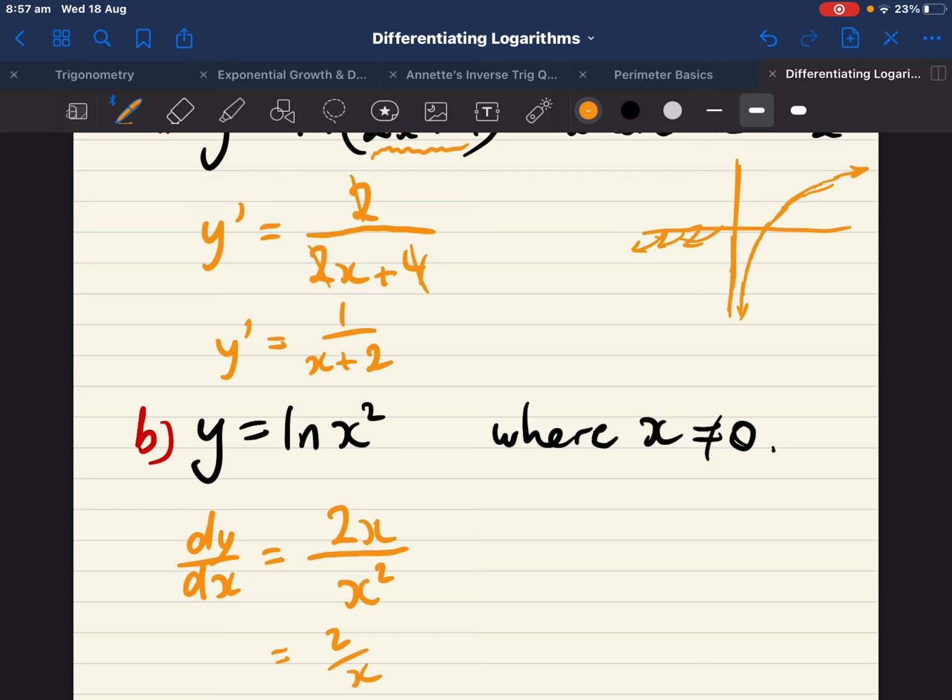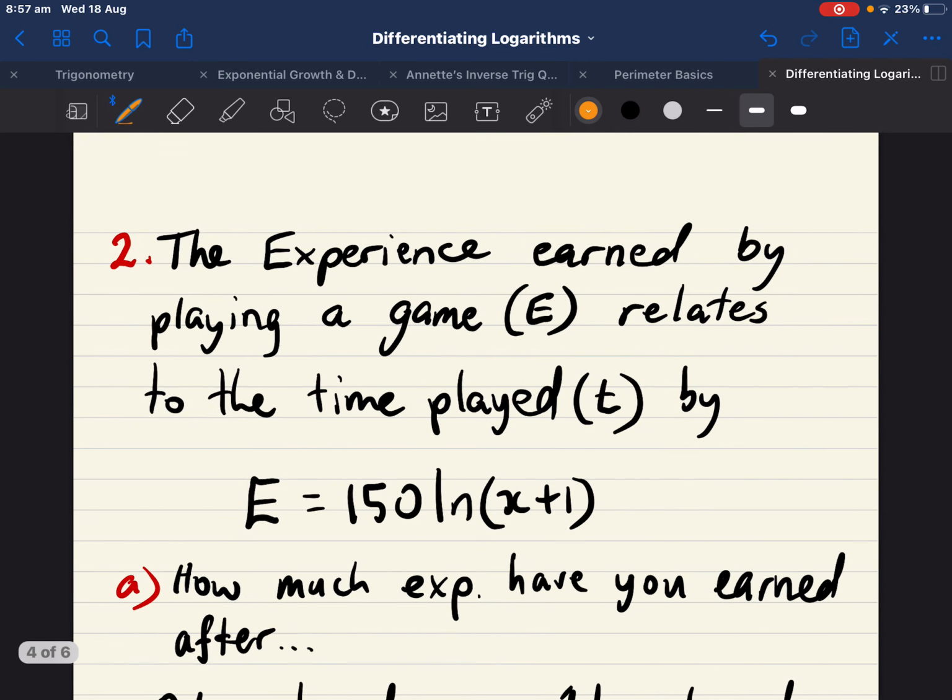That's the basics of differentiating logarithms. That's how it works. Let's see it again. Now we've got a scenario where we're looking at a rates of change type question that's going to involve a logarithm. The experience earned by playing a game, E, relates to the time played, T, by this equation here.